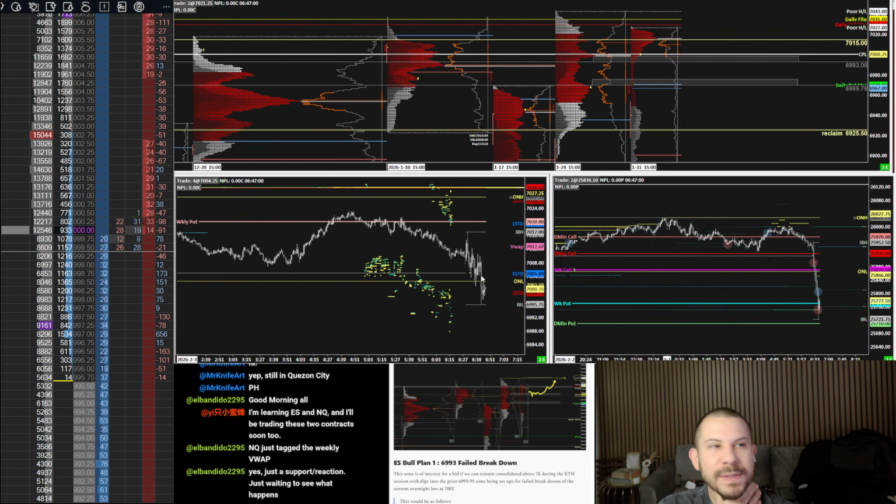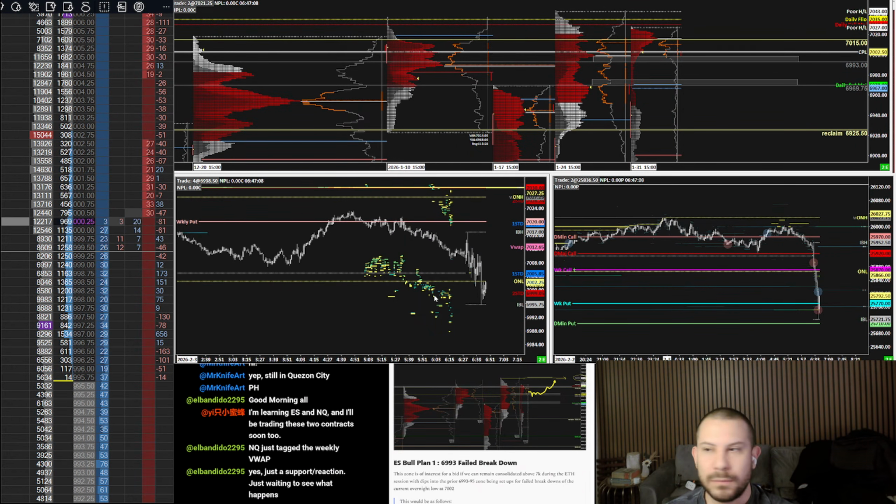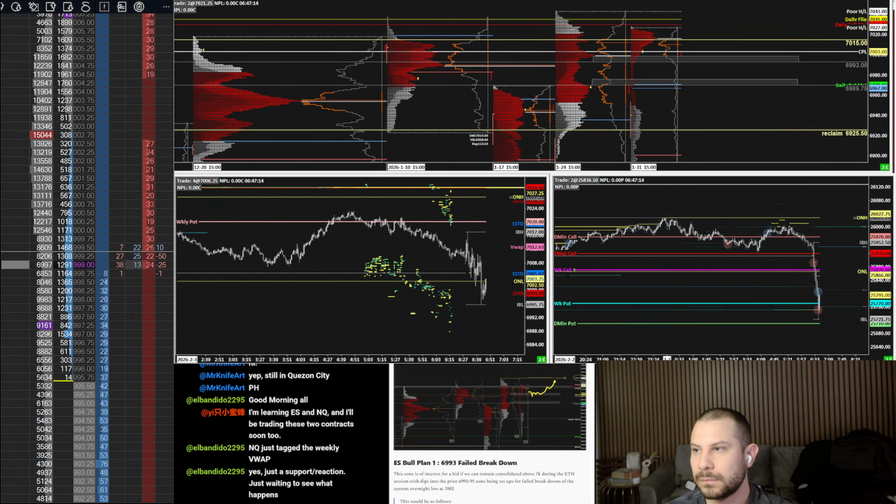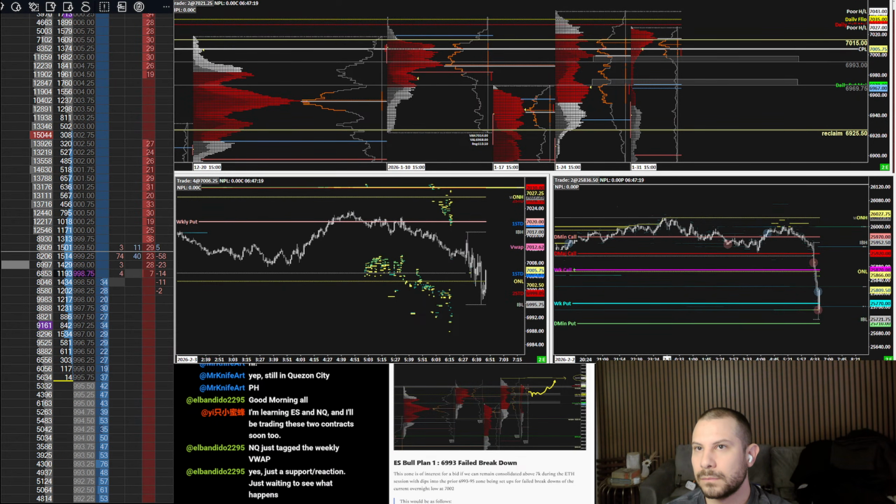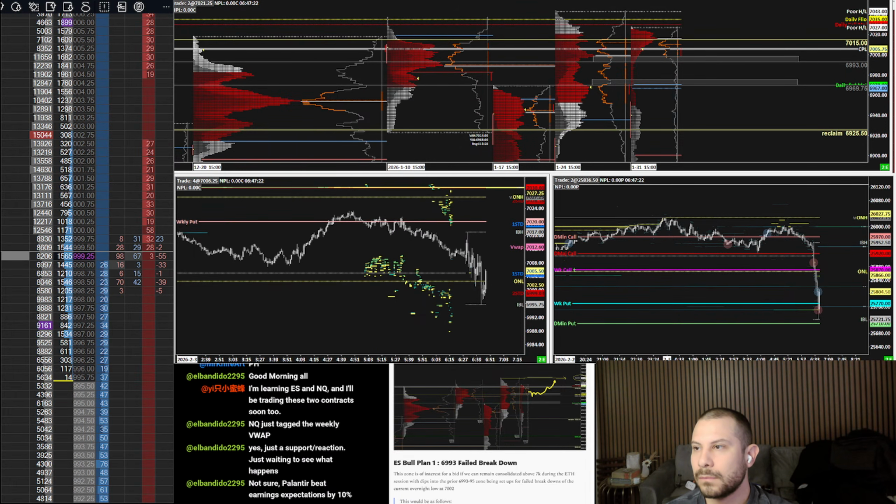I think we have JOLTS at 7 in the next 15 minutes. Not sure if JOLTS will get us moving, but we'll see. They're reclaiming here pretty good. That was a pretty quick squeeze. We'll see if it holds.